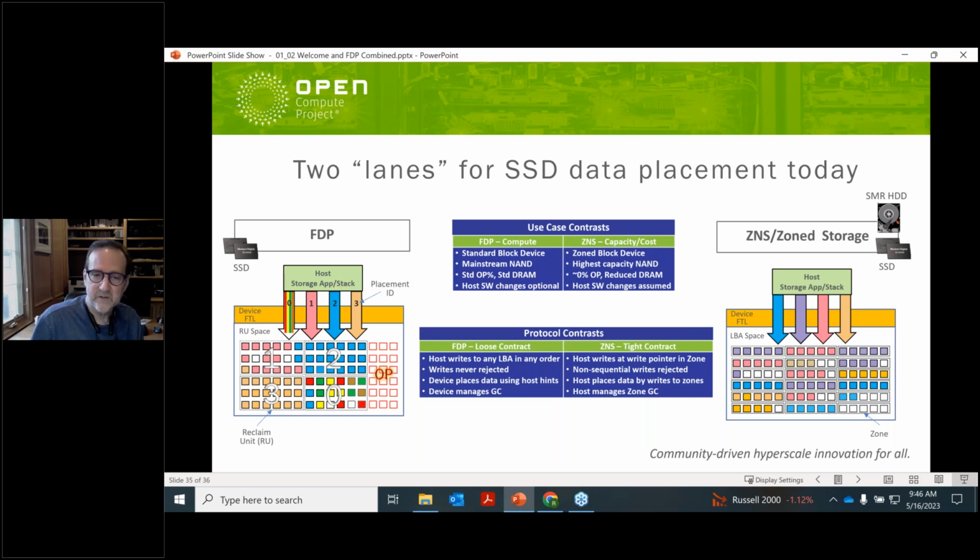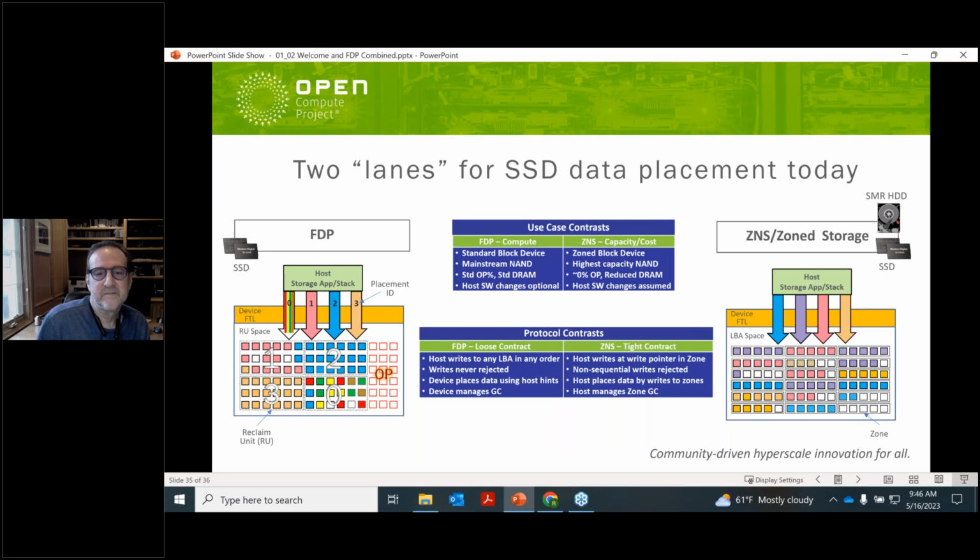Another contrast in use cases is that with FDP, as other speakers have mentioned, the host software changes are optional, although I think that's going to be an evolving thing. To really get performance out of FDP, we'll have to invest in software optimization at the host throughout the stack. The same is true with the zone storage ecosystem. But we've always assumed that if you're going for a sequential write required model, which is the zone storage model, you're going to need to invest in the software stack to serialize your I/O.